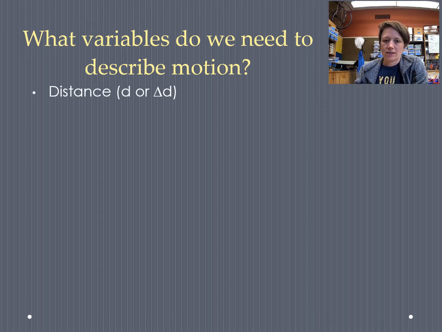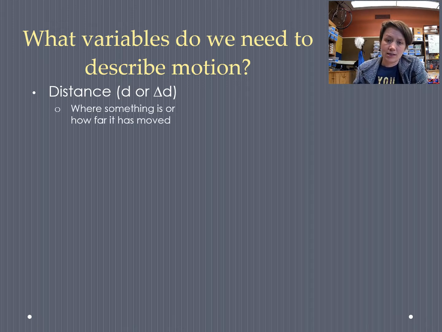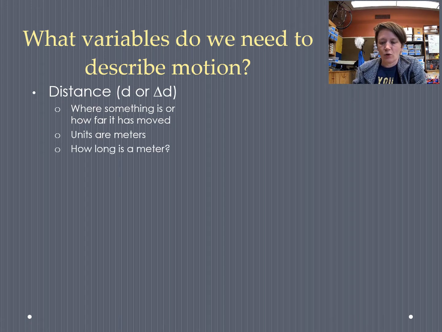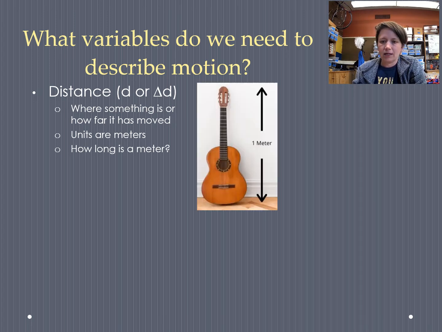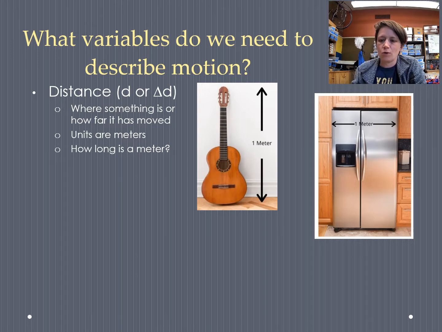The first is distance. We will use a d or a delta d to represent distance. And remember that distance is either where something is, that would be the d, or how far it moves, that's the delta d, the change in distance of an object. The units that we'll use for distance are meters. And it's important that you have a sense of roughly how long a meter is. A guitar is another meter-lengthed object if you've got one of those at home, or you can think about it as the width of a refrigerator.